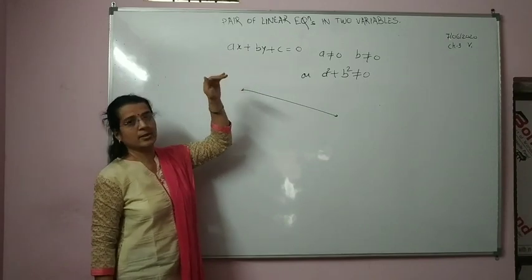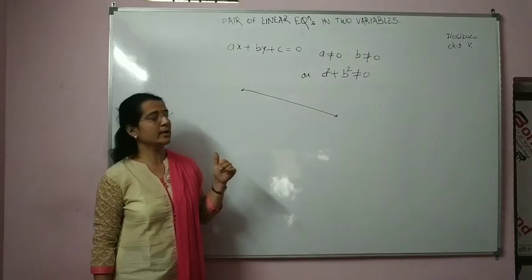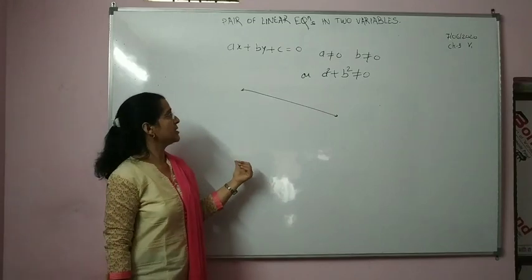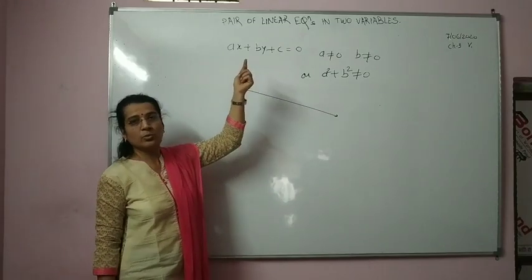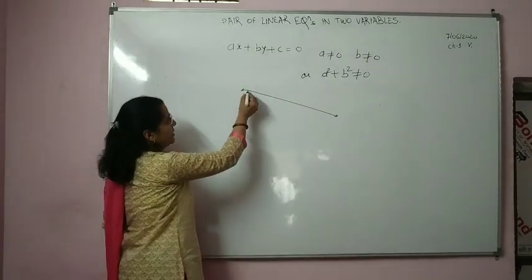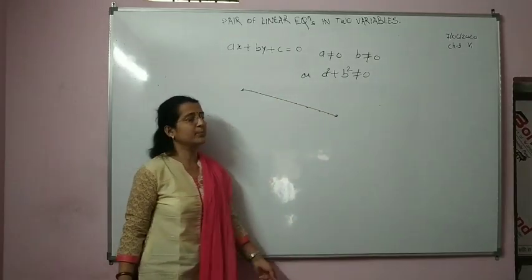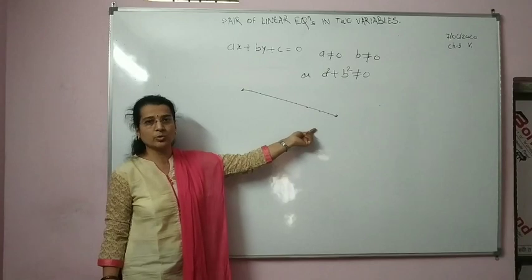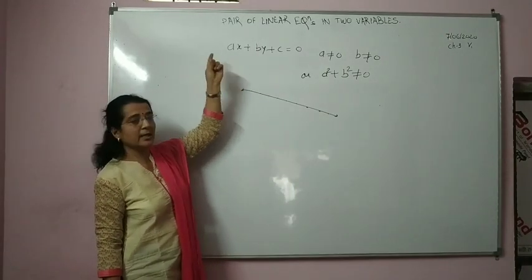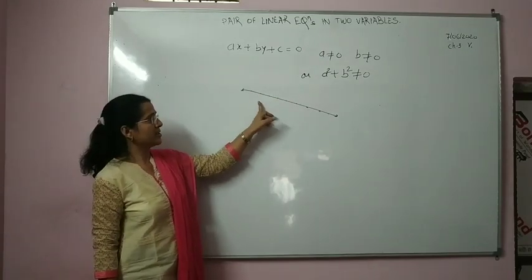If you plot all the solutions on the graph paper, you will observe that all the points are collinear. Collinear means one and only one line can pass through all the points. So the solution of a linear equation in two variables represents a line. A line is a collection of infinitely many points, and each point which lies on the line is a solution. So last year we drew this line. Its graphical representation is nothing but a line.